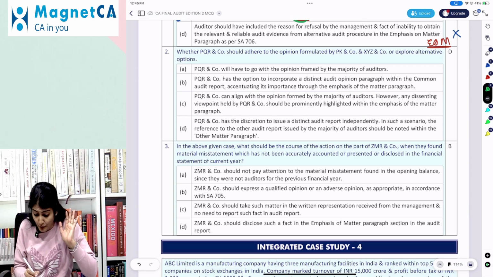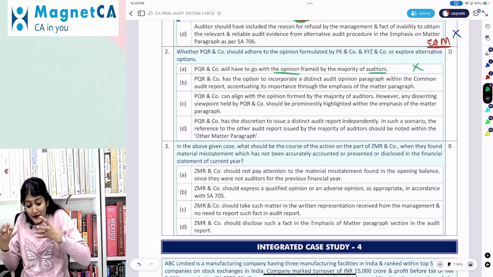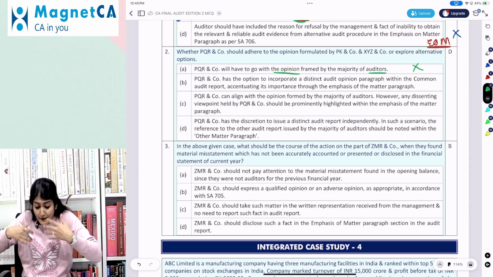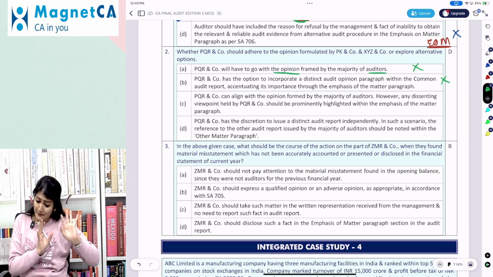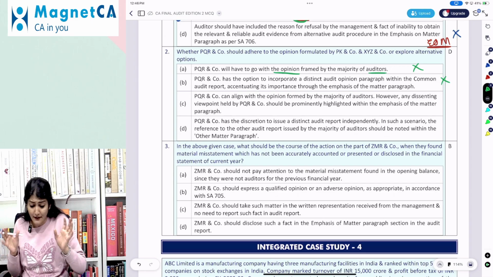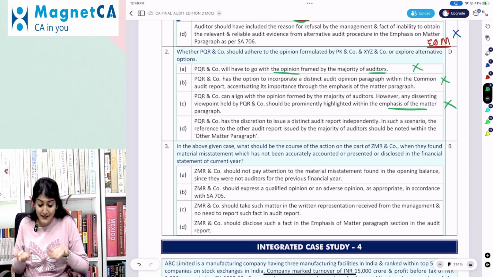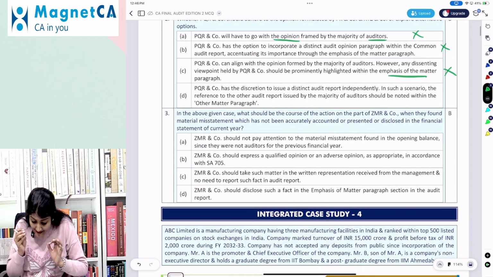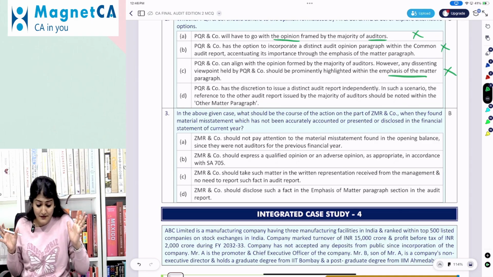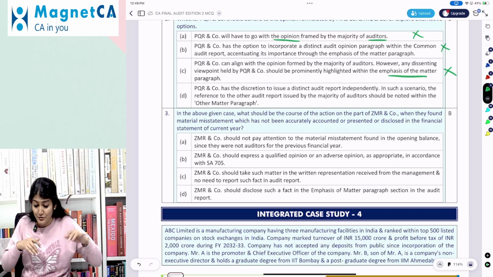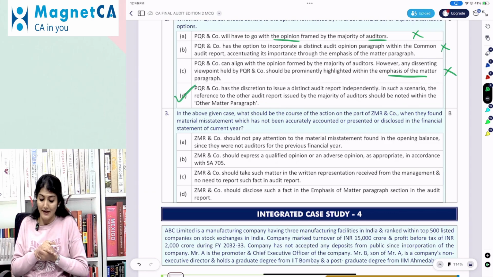They will have to go with the opinion framed by the majority of the auditors, or has the option to incorporate a distinct audit opinion paragraph within the common audit report. Can align with the opinion formed by the majority of the auditors. However, any dissenting viewpoint should be prominently highlighted in the emphasis of matter paragraph. So I hope the option: PQR and Company has the discretion to issue a distinct, separate audit report independently. In such a scenario, the reference to the other audit report issued by the majority of the auditors, the common audit report, should be noted within the other matter paragraph.